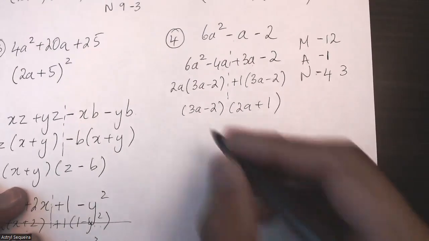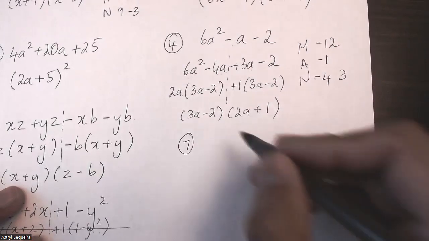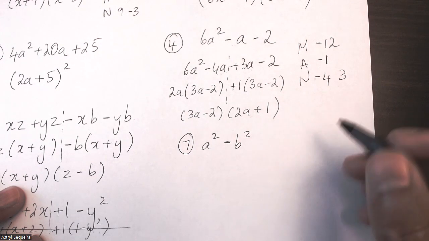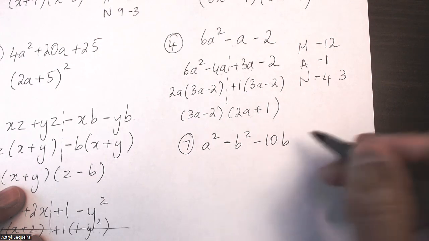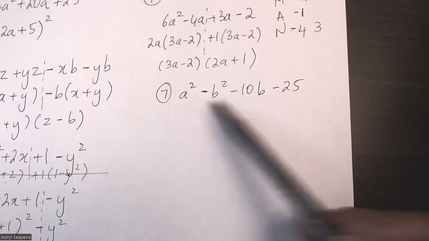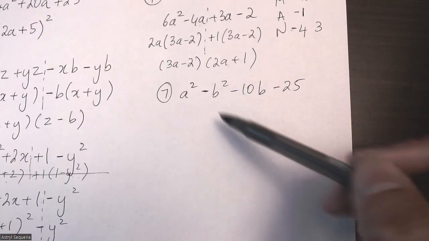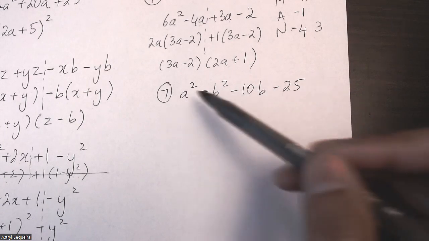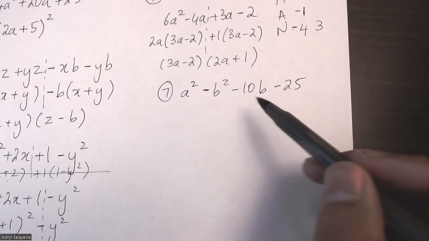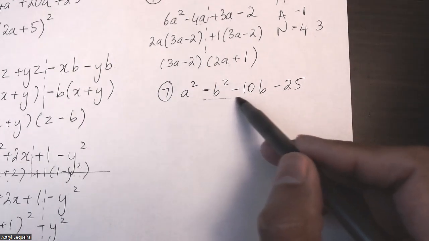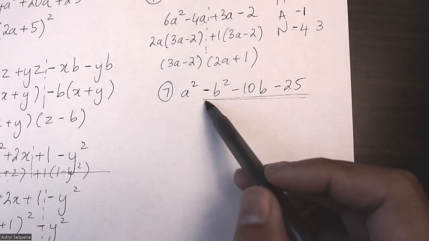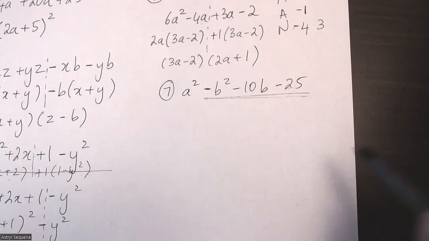Let's go to the 7th question, which is pretty similar to the one we just did. It's a squared minus b squared minus 10b minus 25. Now, if I look at this question and I try to group in the middle, I can tell that my common factors are not going to match. The brackets will not match if I common factor. So I now have to group 3 terms together. And for this one, I can tell that these 3 terms are very similar. They're going to make a perfect square. So I'm going to group these 3 together for this one.